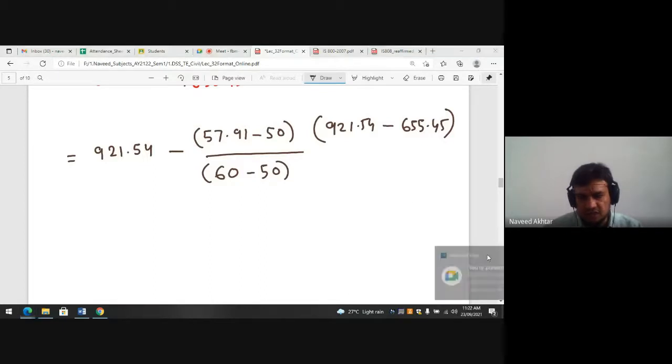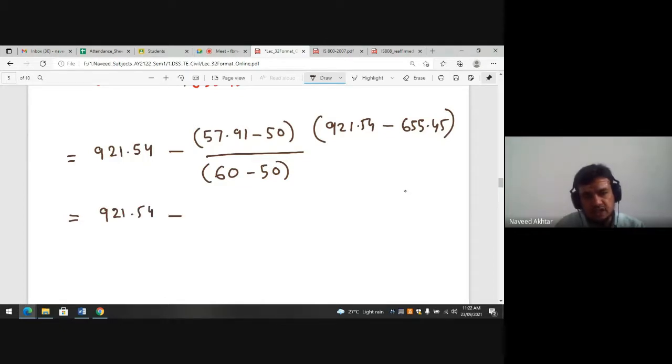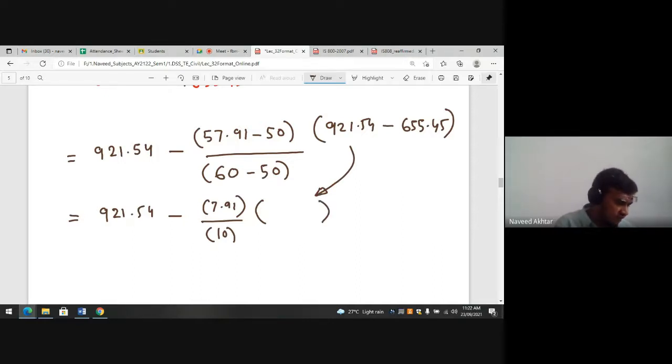So in this interpolation, you saw this value 921.54 minus this is 7.91. The difference between these two is 10, and the difference between this is nothing but, to find out, 921.54 minus 655.45, is coming to 266.09.